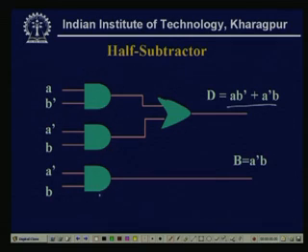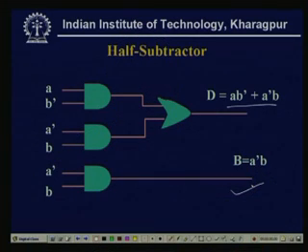And the borrow is A dash B. So, again it is a 2 input AND gate, only one input is A dash and another input is B. So, this is totally similar to my half adder. Half adder and half subtractor are almost the same, only the expression of borrow differs from the expression of the carry, but the sum and the difference are totally the same.